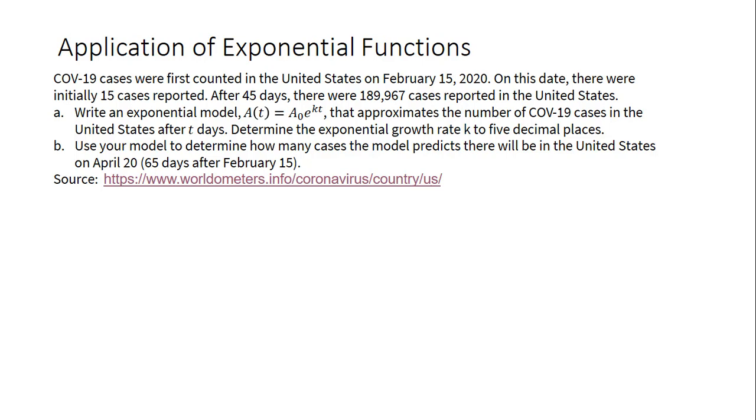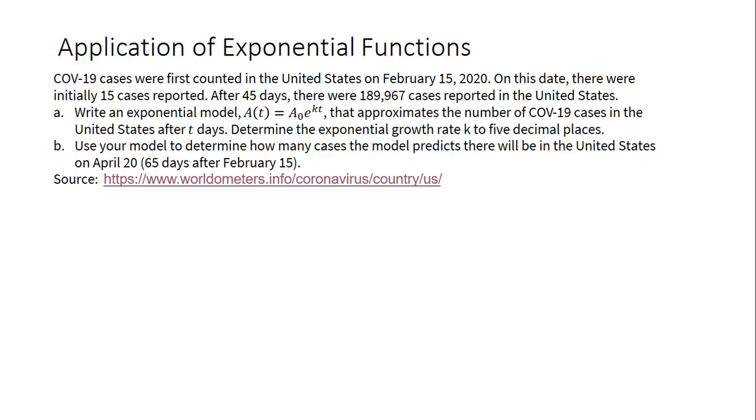Write an exponential model, A of t, which equals A sub 0 e to the kt, that approximates the number of COVID-19 cases in the United States after t days. Determine the exponential growth rate, k, to 5 decimal places. Then we want to use our model to determine how many cases the model predicts there will be in the United States on April 20th, which is 65 days after February 15th.